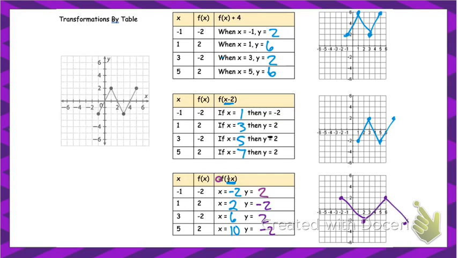So there's my graph. It has been stretched horizontally. So you can see that that graph has gotten wider. The height of that graph has not changed, but we can also see that that graph has been reflected over the x-axis.